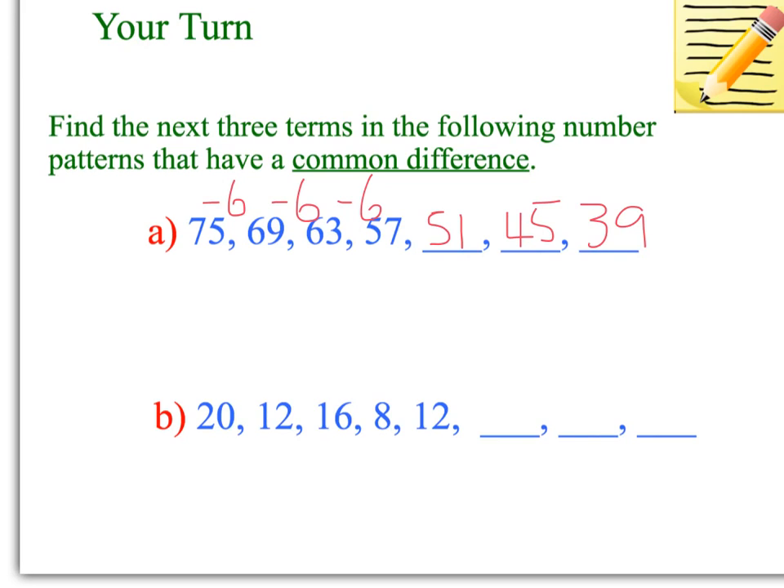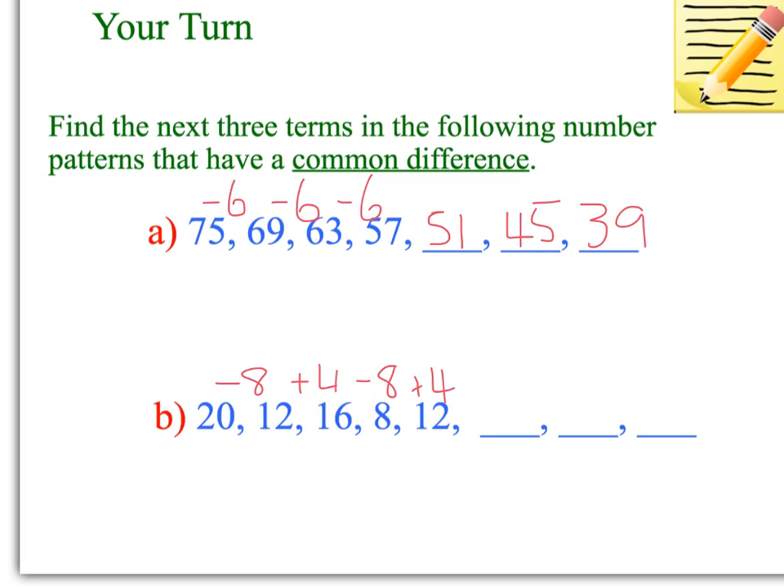Alright, how'd you go with the second one? Let's have a look. So this one we are taking away 8. So remember we're looking at common difference, so it's going to be addition or subtraction, not multiplication and division. So we're taking away 8 to get to 12, from 20 to 12. Then from 12 to 16, we're going back up again. So we're adding 4. Then we are taking away 8 and then adding 4.